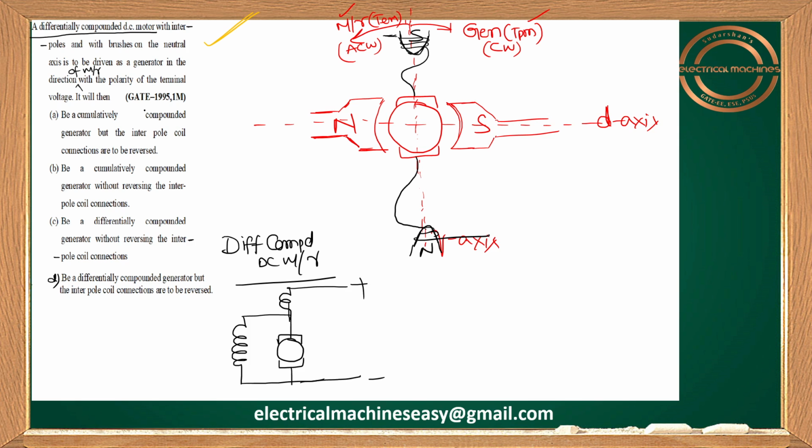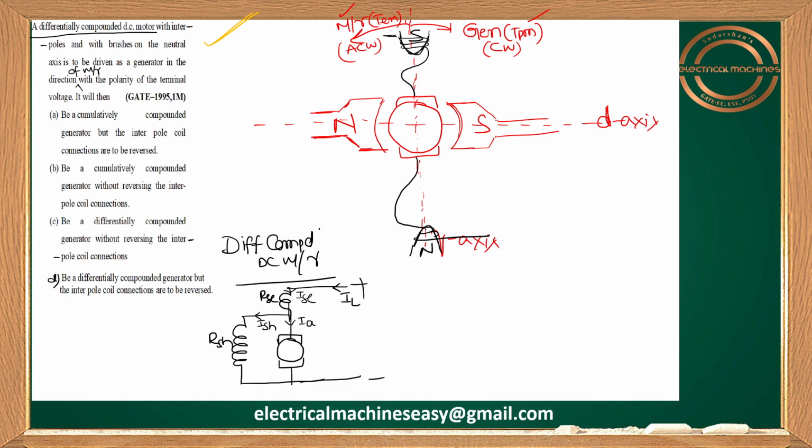Okay, so guys, initially it is acting as a differential compound DC motor. If it is acting as a motor, definitely the direction of IL, the line current, will be like this. This is RSC, the series field winding resistance, and RSH, the shunt field winding resistance. The direction of ISC will be like this, the direction of ISH will be like this, and the direction of IA will be like this.